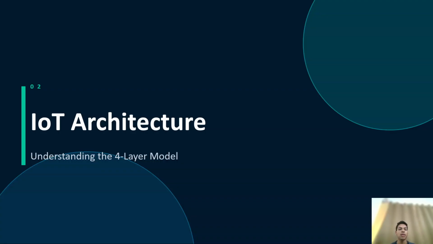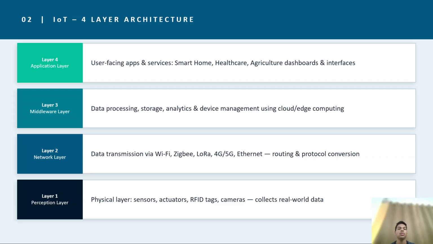Coming to the IoT architecture. Great. Now that we understand what IoT is, let's move on to its actual structure. IoT systems follow a layered architecture, just like how the internet has layers such as physical, network, transport, and application. IoT also has its own architectural model. We'll be looking at the four layer model, which is the most commonly used framework to explain IoT systems.